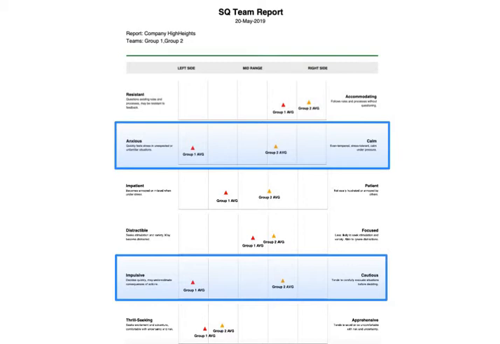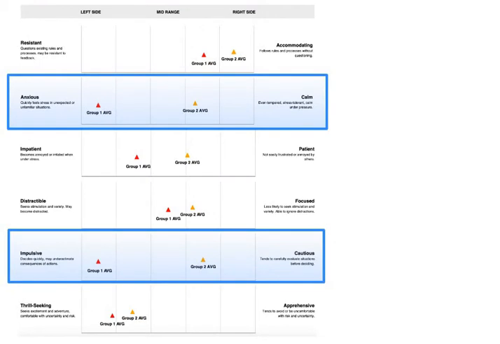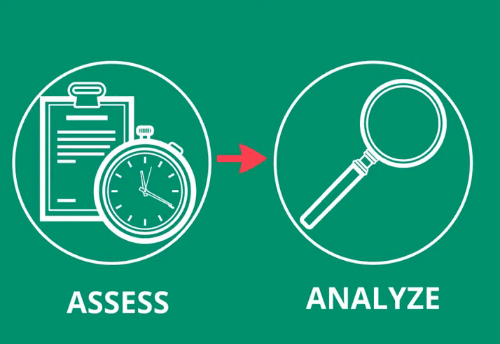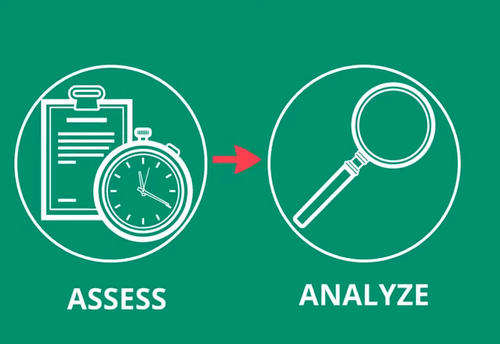We can also see that where employees fall in these other dimensions here doesn't seem to distinguish these two groups. Therefore, we can deduce that the traits of anxious and impulsive are critical to predicting safety incidents in this particular role or organization. So once you've reviewed the report and gained some useful insights, what are the different ways in which you can apply and action this information?